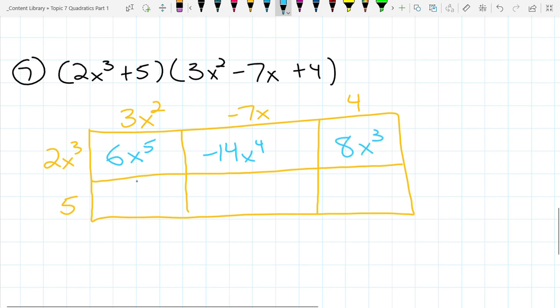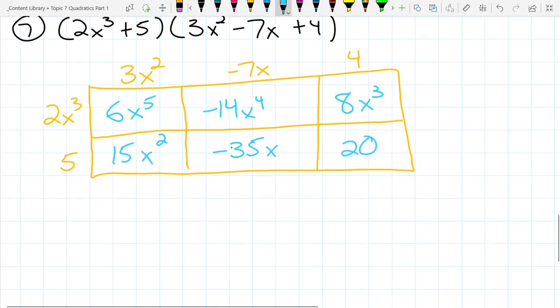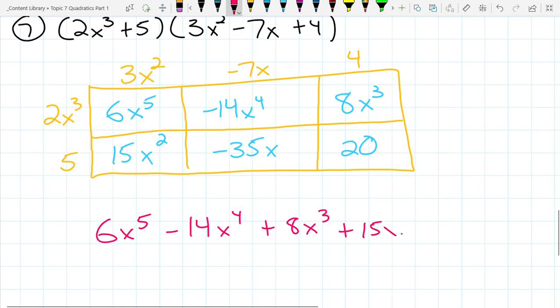Bring that x to the third with us. 5 and 3 is a 15. Bring down the x squared. 5 and -7 is -35. Bring down the x. 5 and 4 is a 20. Now we combine like terms. And we don't have any like terms whatsoever. So we just write it as a long expression. 6x to the fifth minus 14x to the fourth plus 8x cubed plus 15x squared minus 35x plus 20. And that would be your final answer.